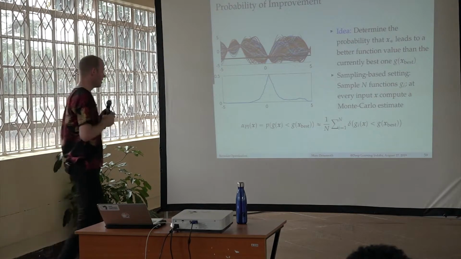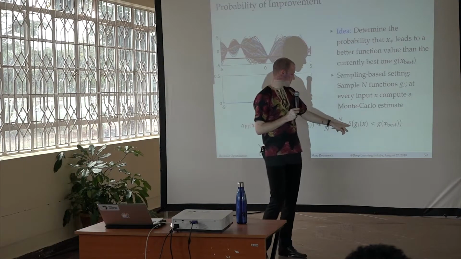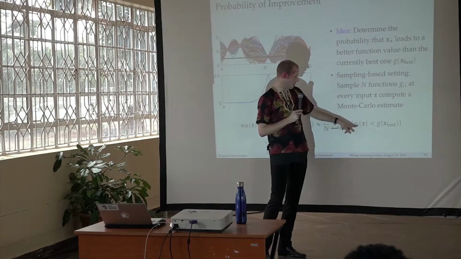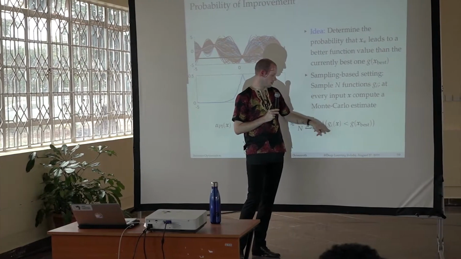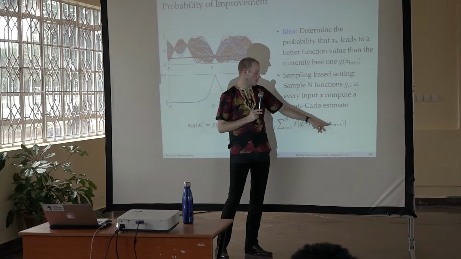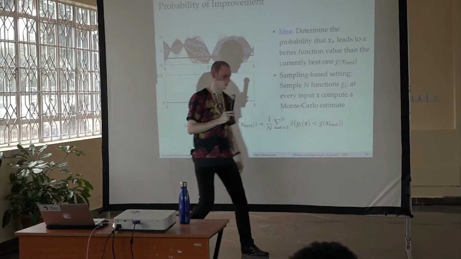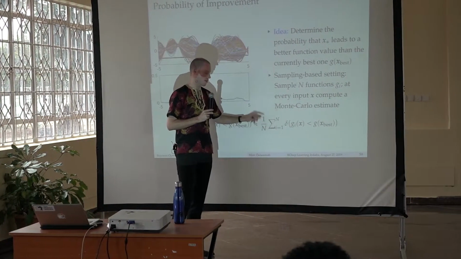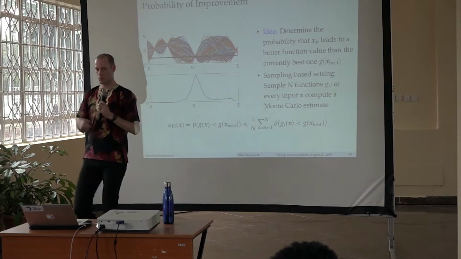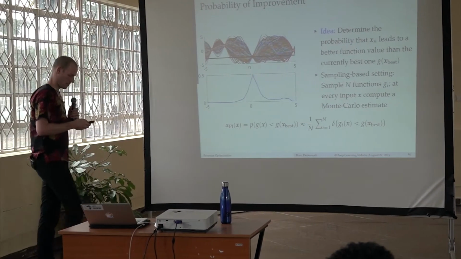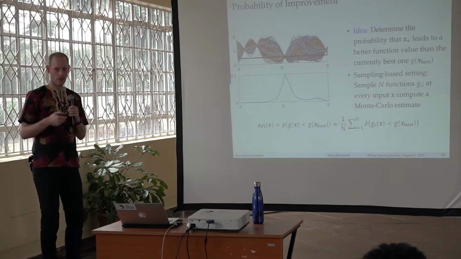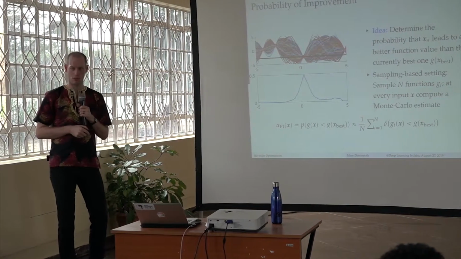So we count 1. That's what this one says, right? We count 1 if the function value at x of the sampled value is smaller than the best value we have seen so far. If we have n samples and we divide by n, that's the probability of improvement. And if you do this infinitely often, you get the formula from the previous slide.